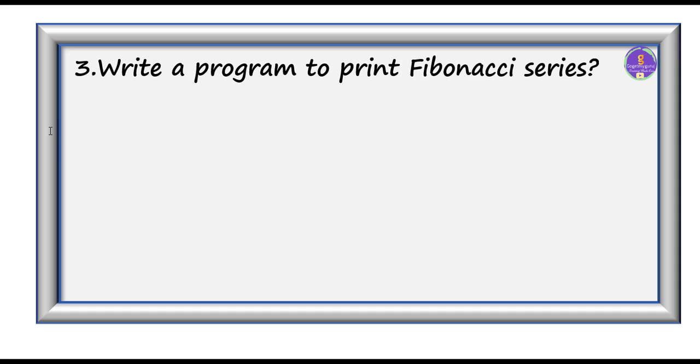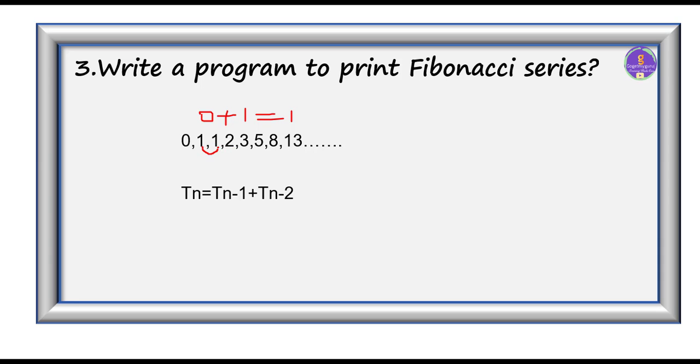Write a program to print the Fibonacci series. So how does the Fibonacci series look? How is the Fibonacci series written? Let's say first we have 0 and 1. The third number will be 0 plus 1, that is equal to 1. So this is my third number. Now the fourth number will be the third number plus the second number, that is 1 plus 1. It becomes 2. And what will be the next number after 2? That is the sum of 2 plus 1. So it is 3. This way the Fibonacci series continues.